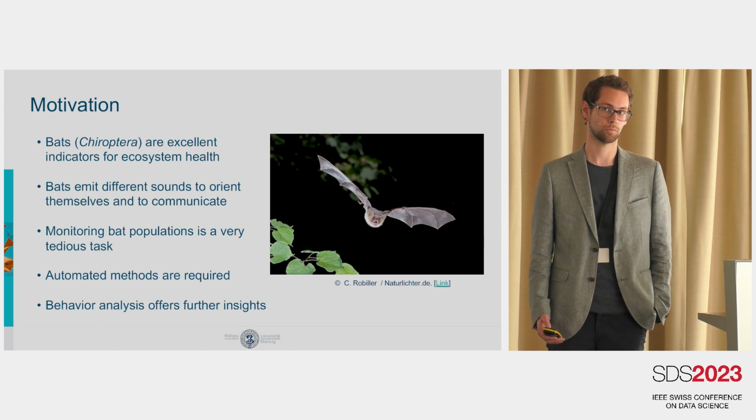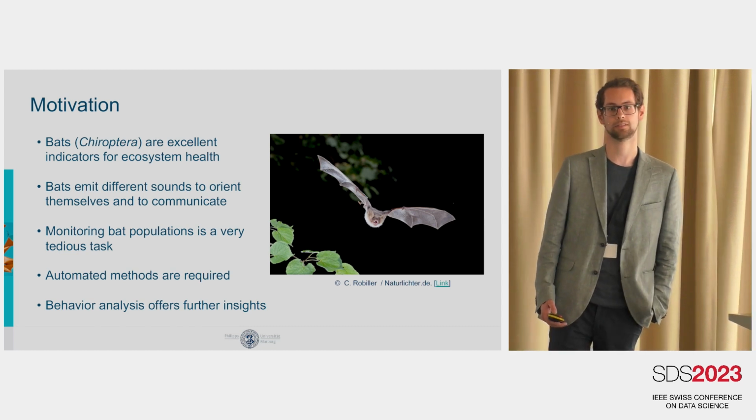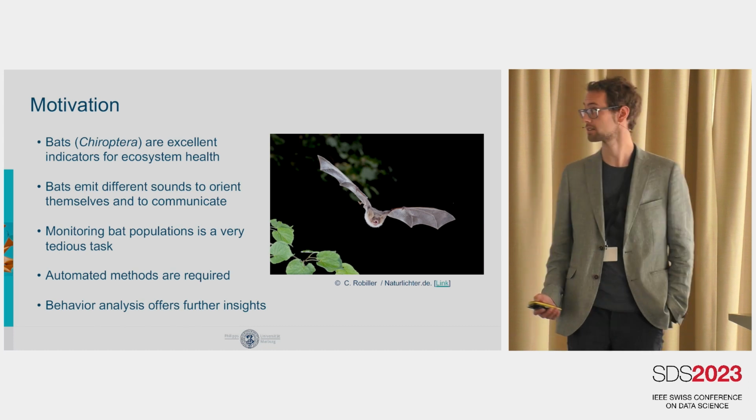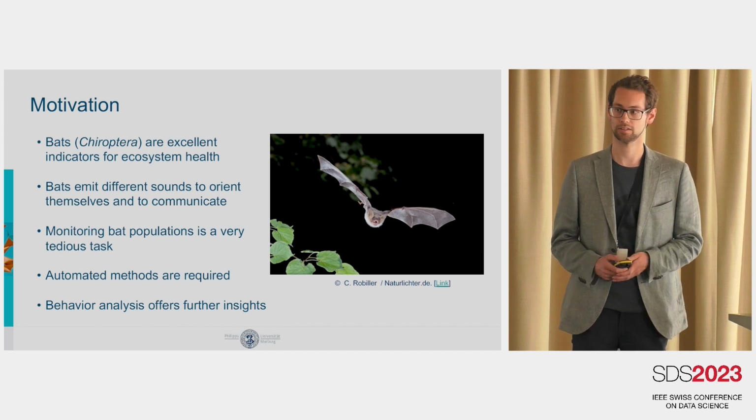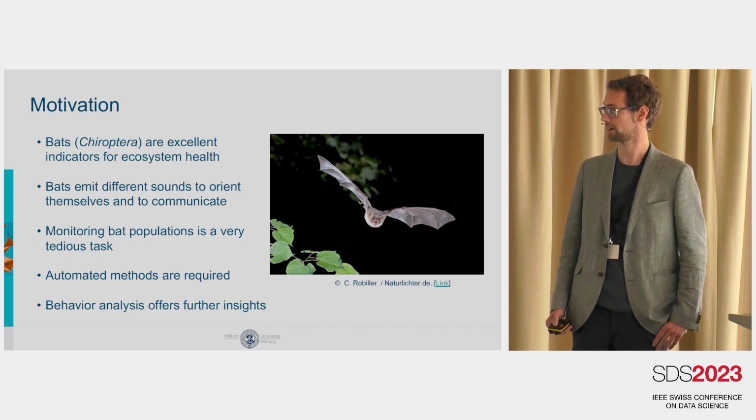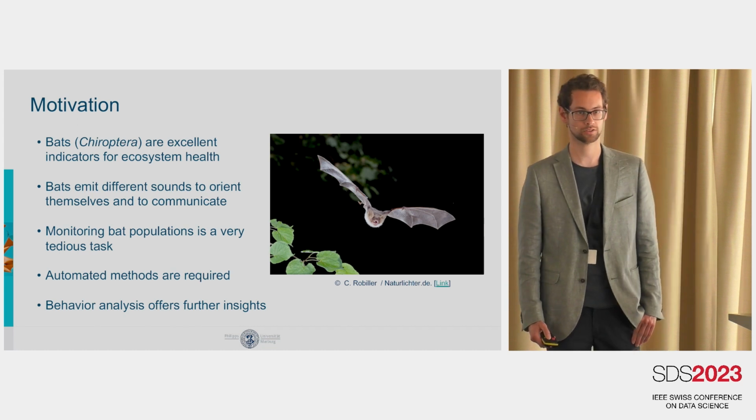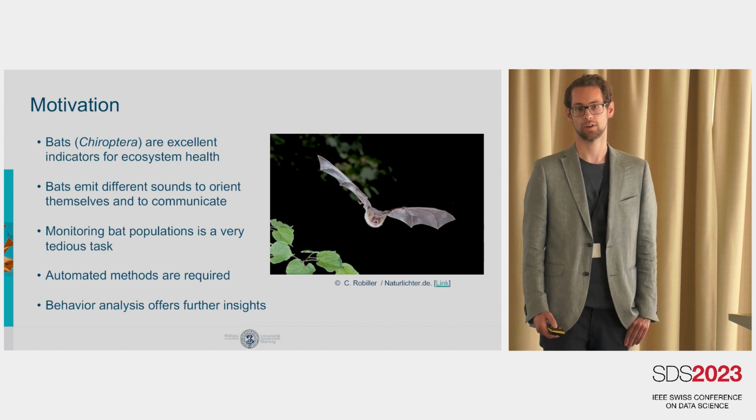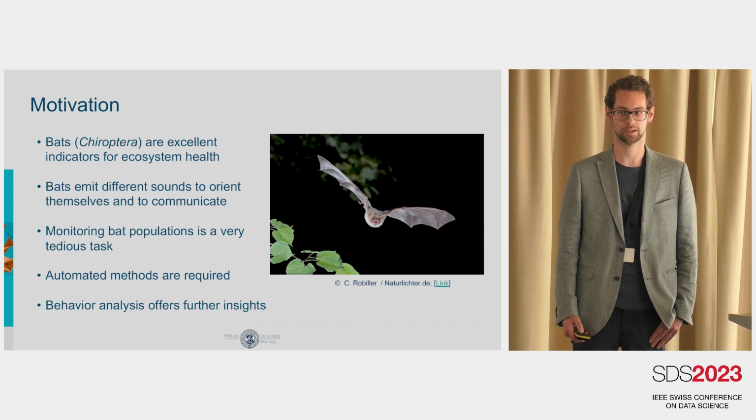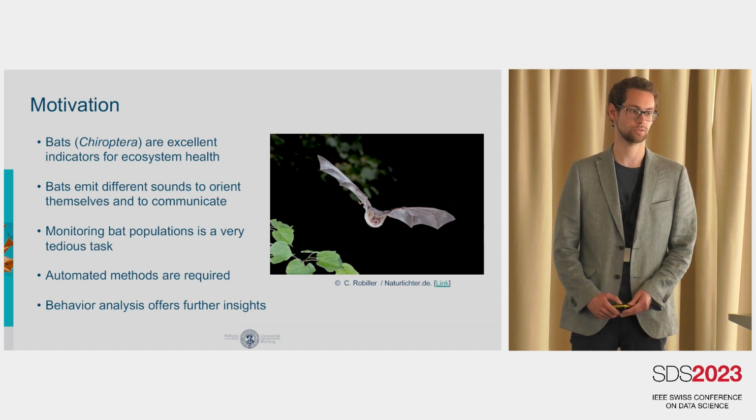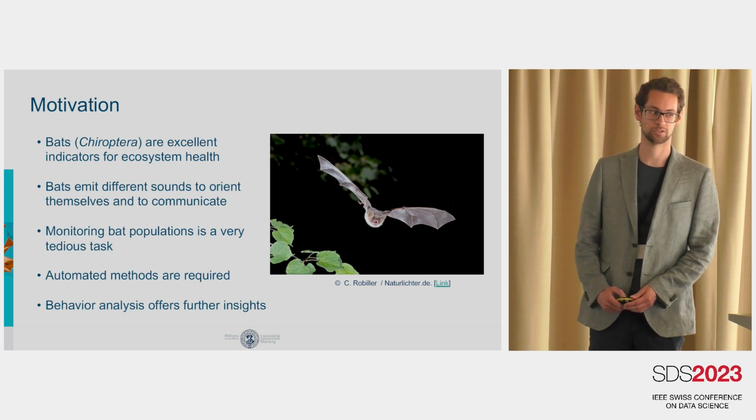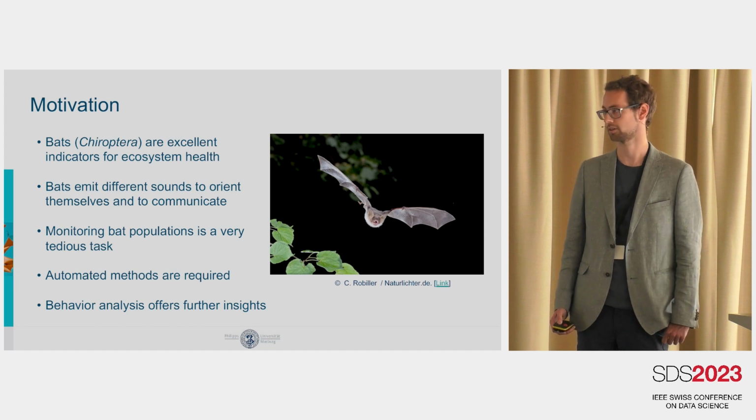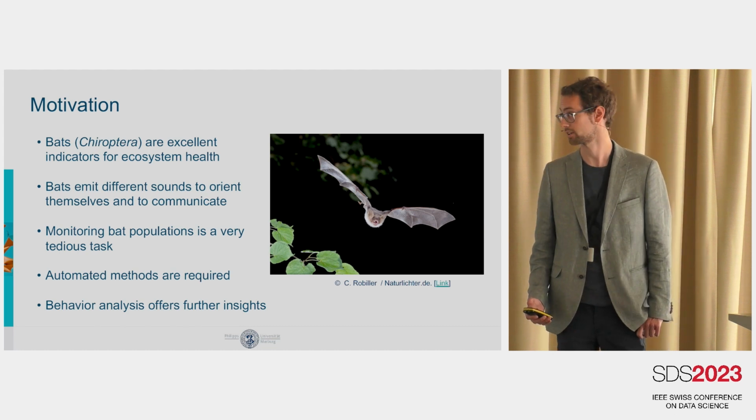Monitoring them manually is a very tedious task, because the human experts need to listen to the recordings again and again, and they also need to measure the calls in spectrograms as a visual representation, and that just takes a whole lot of time. So automated methods are urgently required, and while recognizing species in the recordings is already a good thing, it would be important to also recognize behavior, since it makes a huge difference whether the bat is just passing the area that is monitored, or it's actually living there, hunting there, or having juveniles.